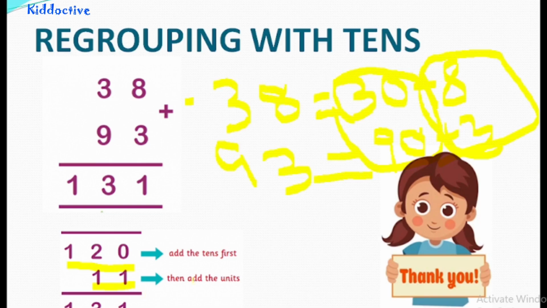So is it fun or not? So these are some rules you are going to follow, and you can easily solve any kind of addition. I hope you guys learned so many things today.